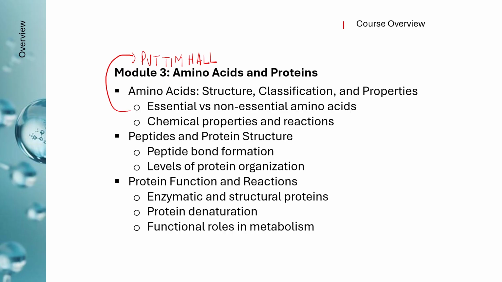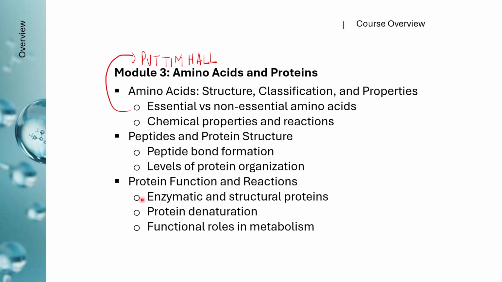We'll also be looking at their chemical properties. We'll be looking at peptides and protein structure, the bonds of proteins, and the levels of organization of proteins: the primary, secondary, tertiary, and quaternary structure. And we'll be looking at different nutrients and hormones, for example insulin, which represents the primary structure of protein.